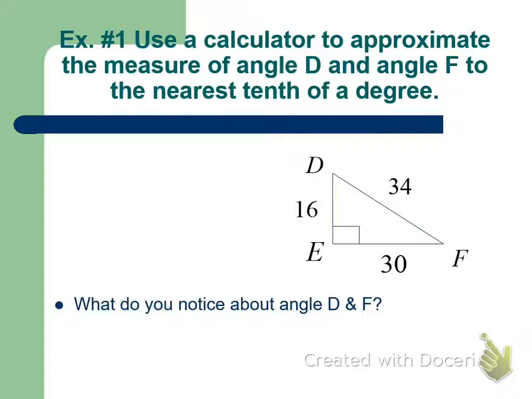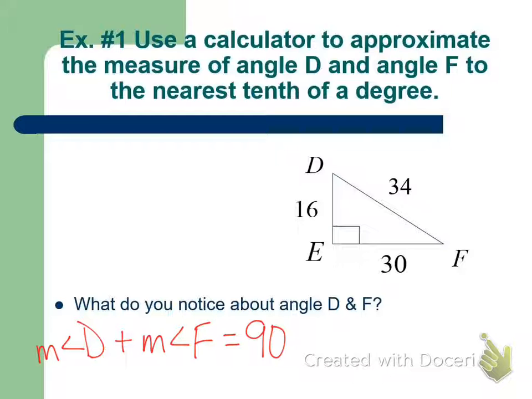All right, use a calculator to approximate the measure of angle D and angle F to the nearest 10th of a degree. It asks what we notice about angles D and F. Technically, you should already know the answer to that's going to be. What do we know that these 2 angles should add up to? D and F. Okay, good. D and F should add up to 90. So that's what they want you to notice, since we've already done a problem like this before. We don't necessarily need to notice it again, but here it is. The measure of angles D and F will add up to 90.